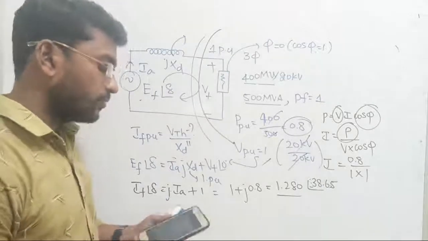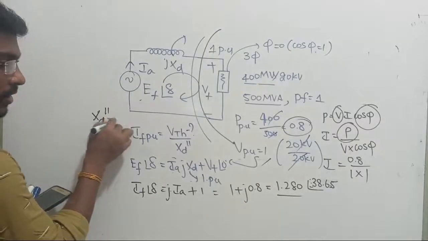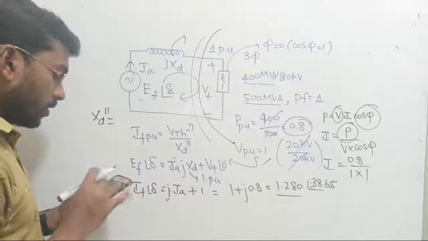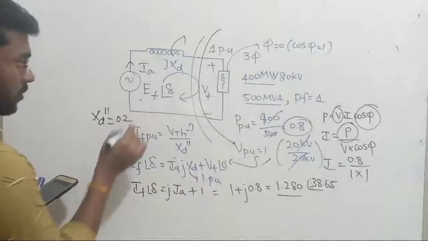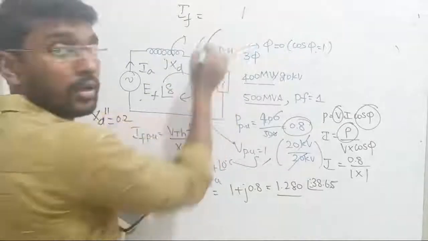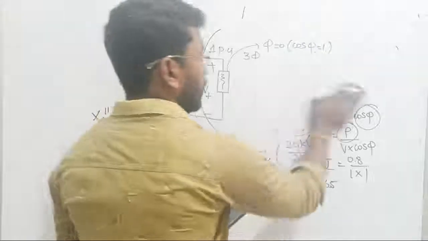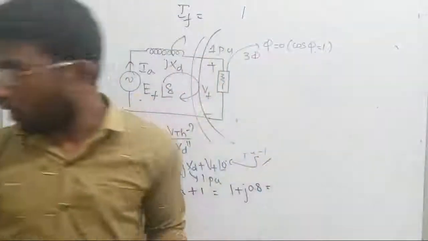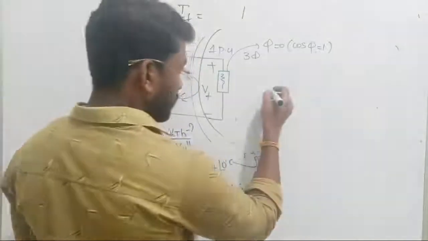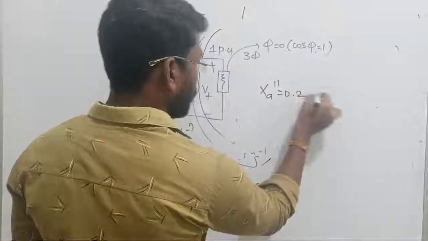Take the second one. Direct axis reactance XD double dash is given as 0.2. Now calculate the fault current. During the fault, what will happen? What do you do when a fault occurs? I have been calculating the value of fault current, right? Now during the fault, what are we going to do? If a fault occurs, for example, XD double dash is given as 0.2, right?